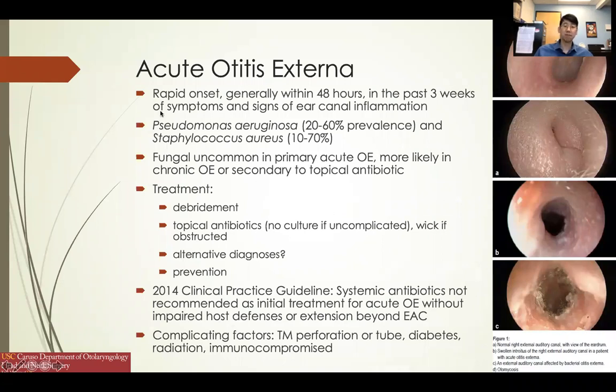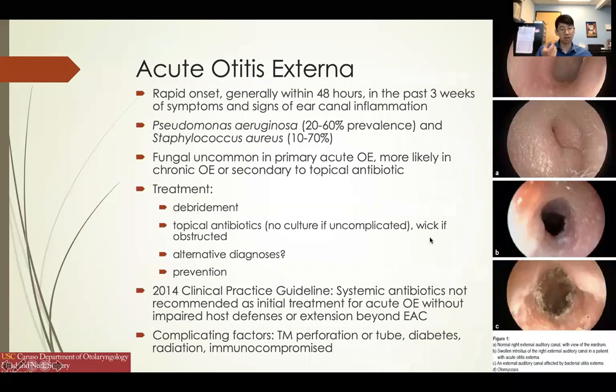So usually this is a mixed bacterial origin with Pseudomonas aeruginosa and Staphylococcus aureus. Fungal is uncommon in primary acute OE. It's more likely as a superimposed infection from chronic otitis externa or secondary to drops. So treatment, as we know, is debridement to get a good surface for your topical antibiotics to act in the tissue. In general, no culture is needed if it's an uncomplicated acute OE. A wick can be placed if there's obstruction.